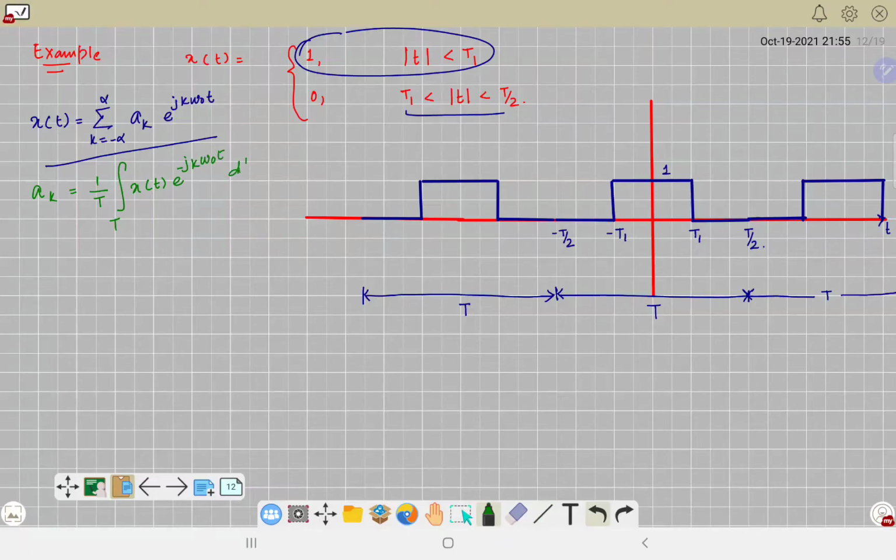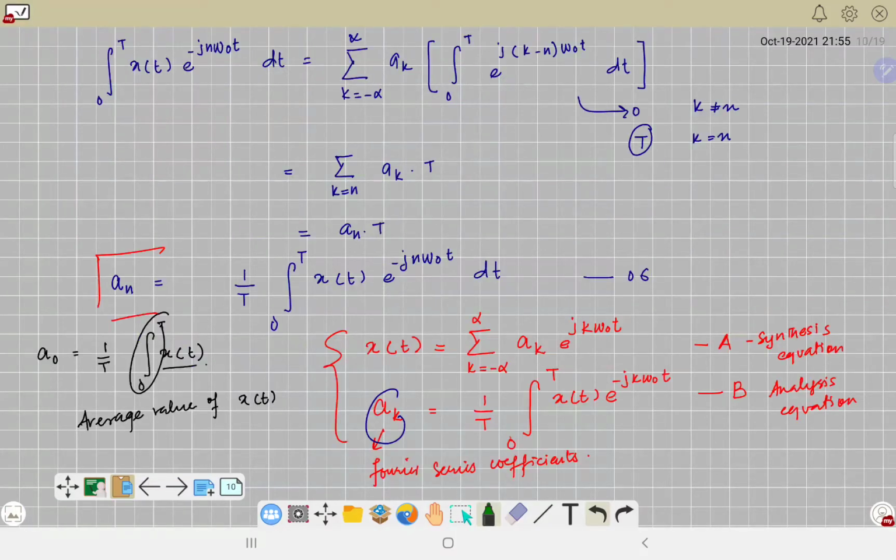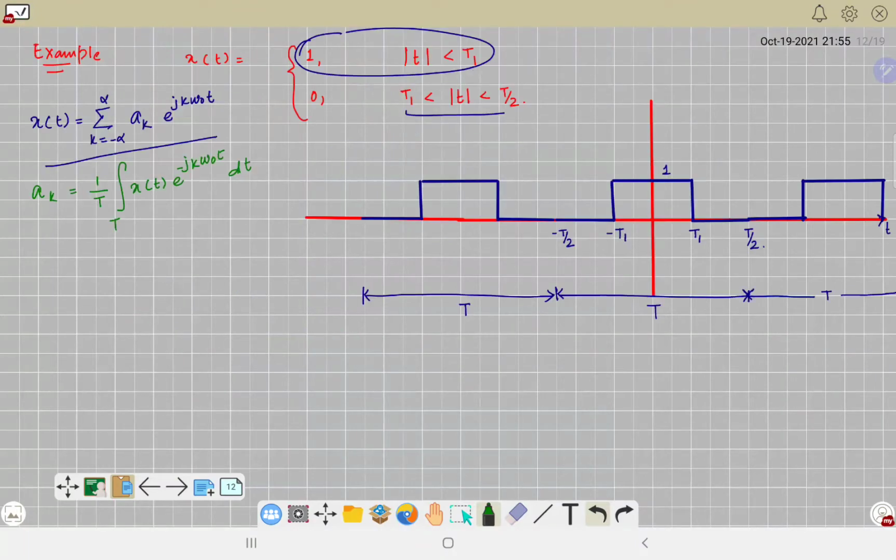Now here you have to be a bit careful. Although the fundamental time period has capital T, the time period is extending from minus T by 2 to T by 2, not from 0 to T. The general analysis we did was over the time period T, which is still the same, but we had assumed that the time period is extending from 0 to T. Now it is changing, so the limits of your integral will change. Okay, so let's start computing the coefficients.